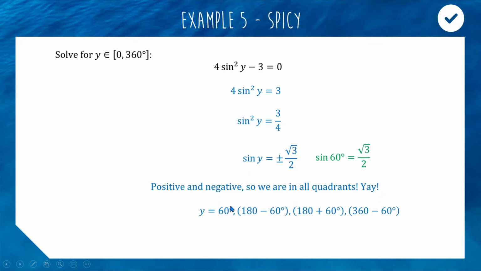All right, so we have 60 in quadrant 1, 60 in quadrant 2, 60 in quadrant 3, and 60 in quadrant 4. Gets us a final answer of 60, 120, 240, and 300.